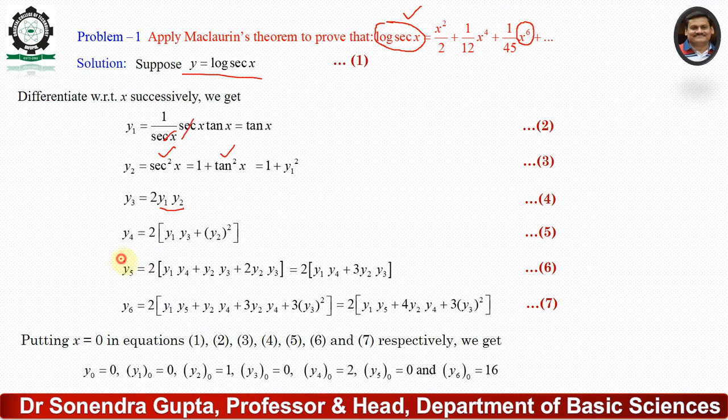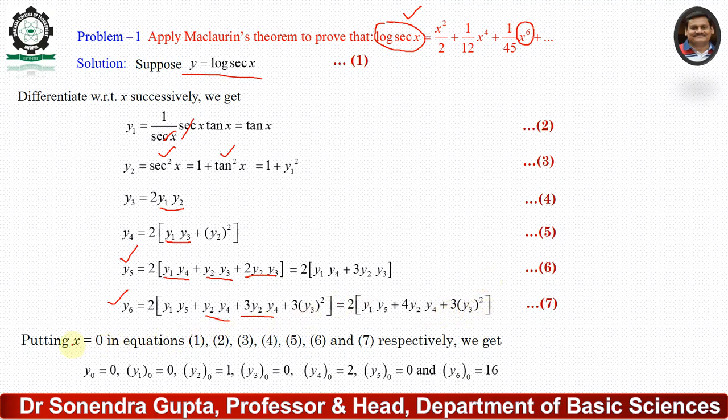Again we differentiate with respect to x, and we find the value of y5, which is 2. Again we use the multiplication rule: y1 y4 plus y2 y3 plus 2 y2 y3. Adding the like terms, we get 2 y1 y4 plus 6 y2 y3. Again we differentiate with respect to x. Now y2 y4 terms are adding, so y6 equals 2 y1 y5 plus 8 y2 y4 plus 6 y3 square.